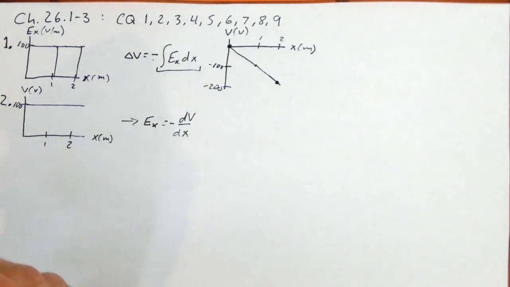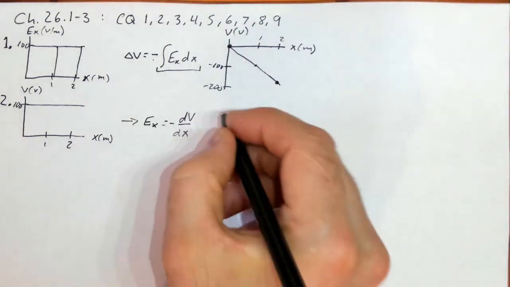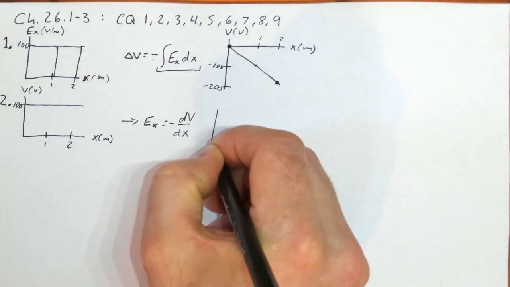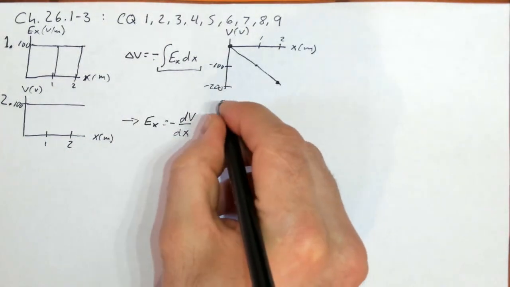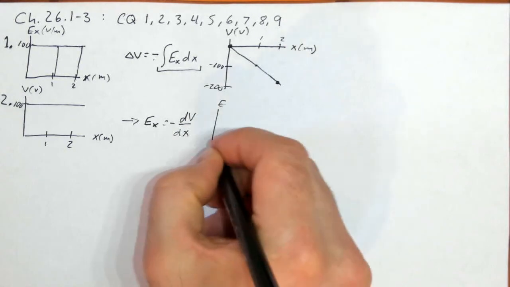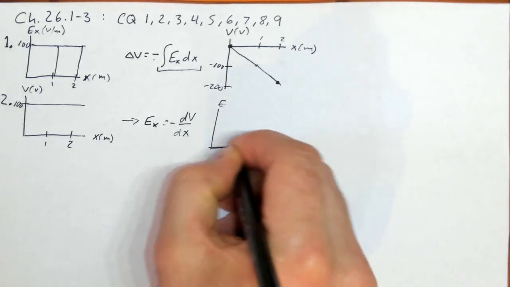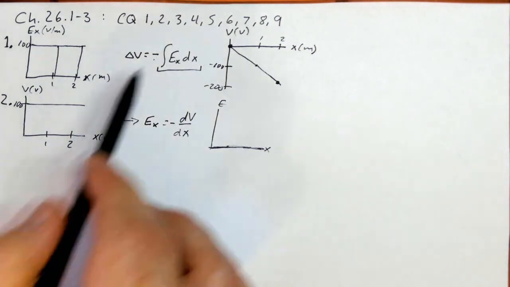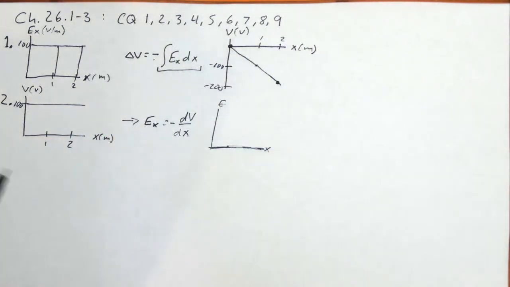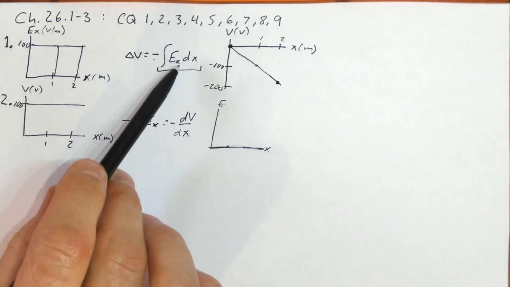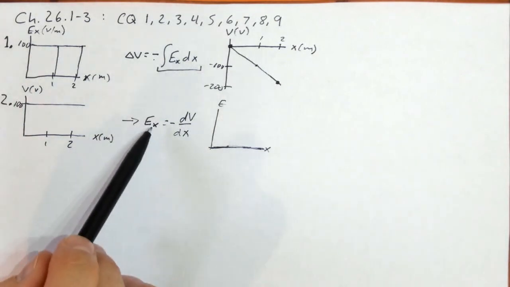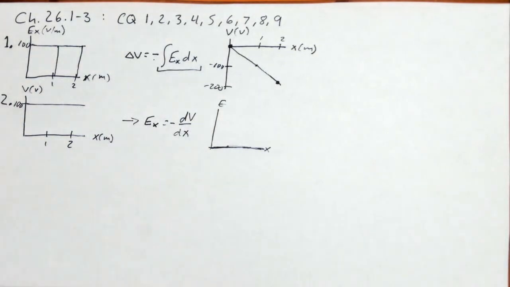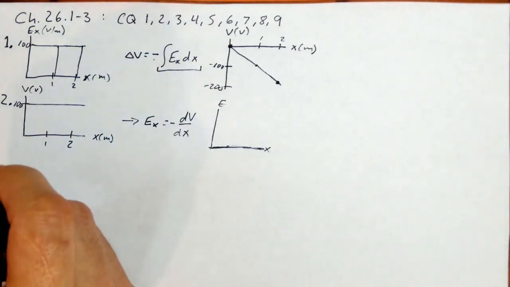And what's the slope here? It is 0. So our graph of electric field versus position is just 0 for all x. The slope is a constant 0. So again, our main idea is that potential is the area underneath an electric field curve, or electric field is the slope of a potential curve. Okay, let's do 3 now.